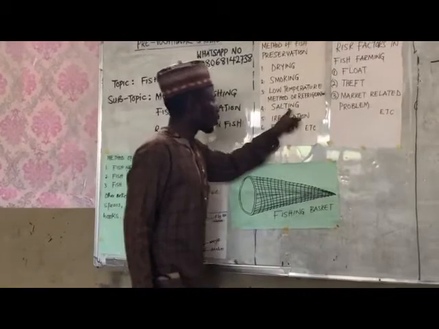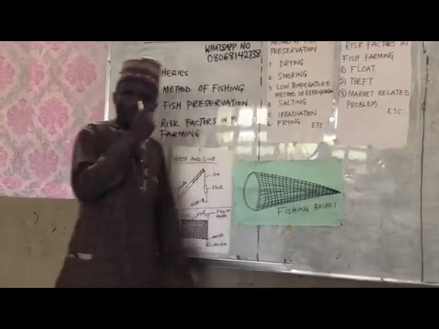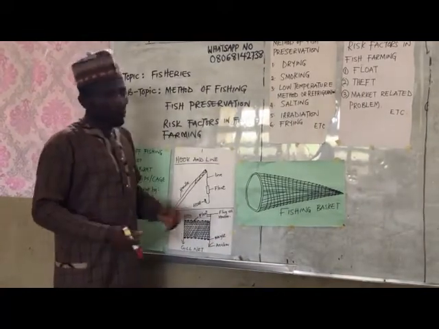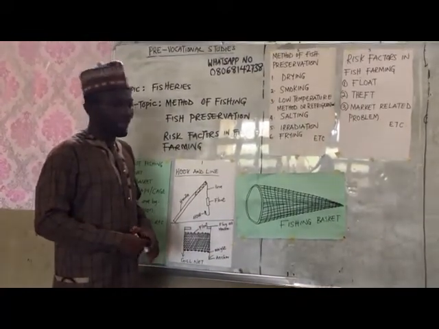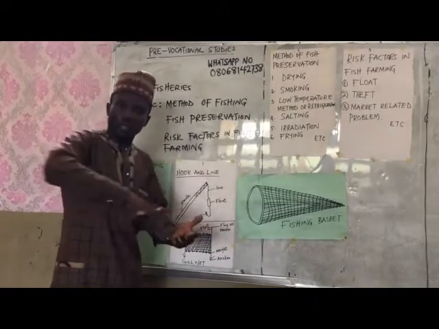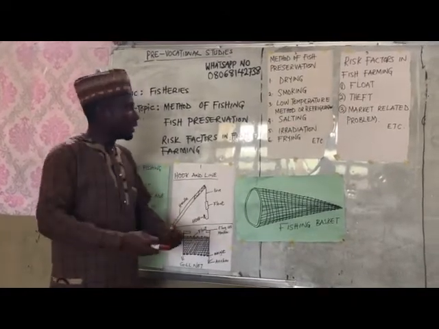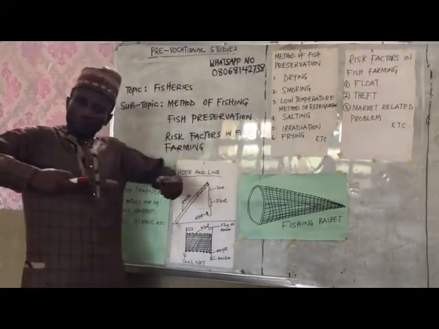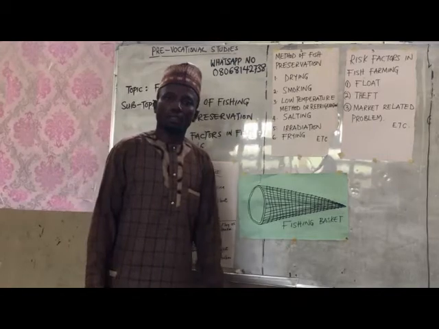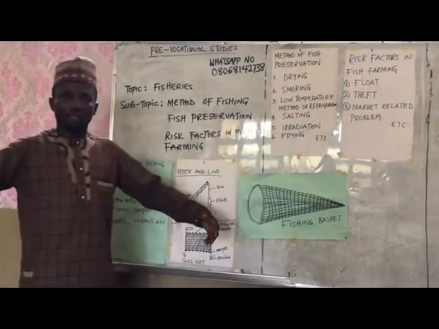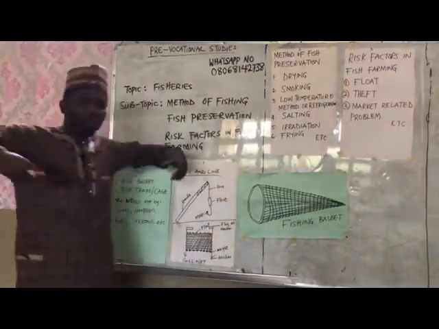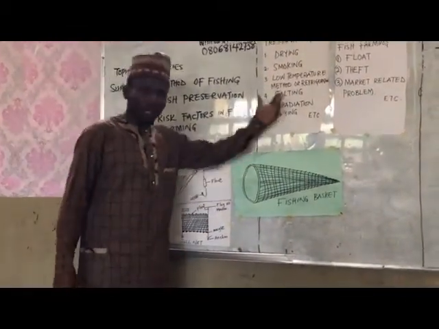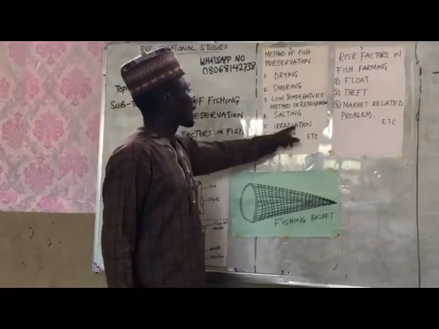So we have another one, salting. Salting is one of the old methods where you sprinkle salt around fresh fish. Then this salt is capable of drawing moisture from the internal part of the fish to the outside. So once the moisture has been drawn out of the fish, then the bacterial activity will also be discouraged.